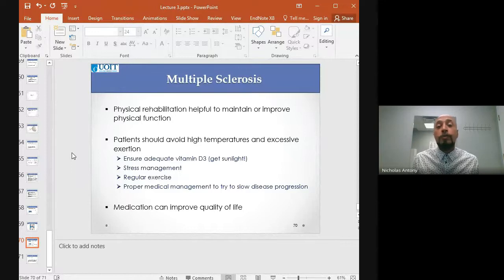Physical rehab helps for those individuals because you're doing repetition of trying to use the neurons that are still there. And there's lots of other types of reasons. People think vitamin D helps, for example. The medication they take are typically anti-inflammatories.